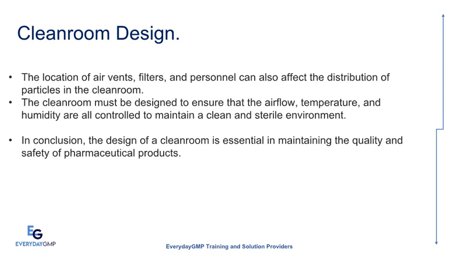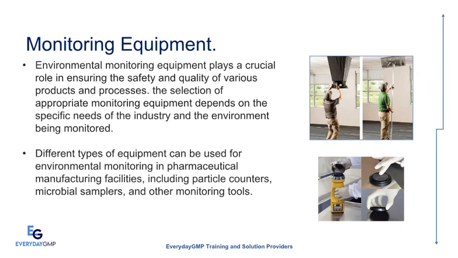Monitoring equipment. Environmental monitoring equipment plays a crucial role in ensuring the safety and quality of various products and processes. The selection of appropriate monitoring equipment depends on the specific needs of the industry and the environment being monitored. Different types of equipment can be used for environmental monitoring in pharmaceutical manufacturing facilities, including particle counters, microbial samplers, and other monitoring tools.